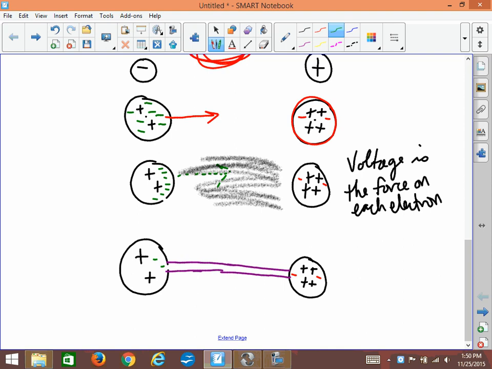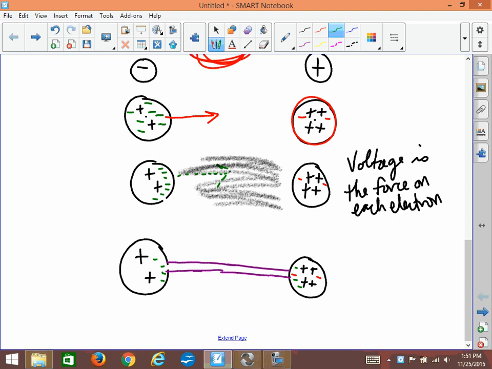So maybe 4 would stay here and 5 over there, or 4 over there. In other words, it would try to even out. Now 4 and 5 can't even out completely, but it would at least even out as much as it could. So you might see something like that.